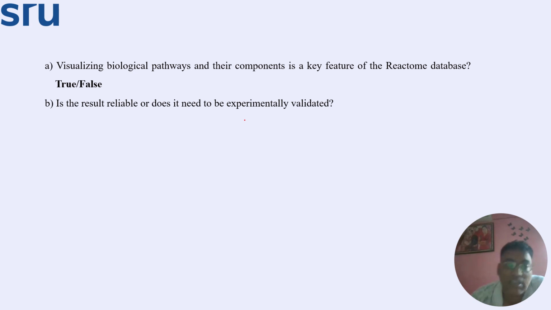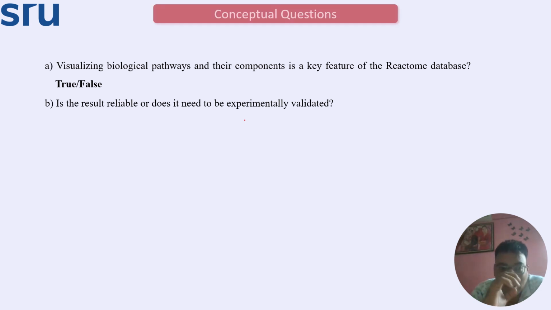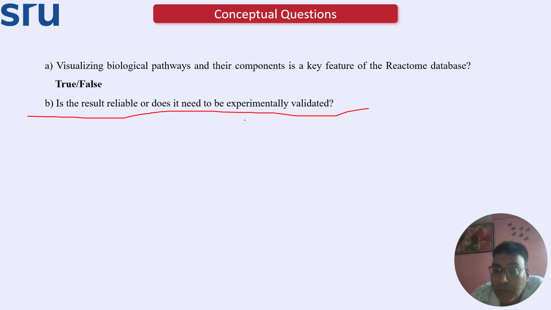Is the result reliable, or does it need to be experimentally validated? Understand that I have always been telling you that the data coming up here is just the extrapolation of data from various species. Until you get experimental data along with it, the results may not be credible, and you can always proofread it using mutagenesis experiments.